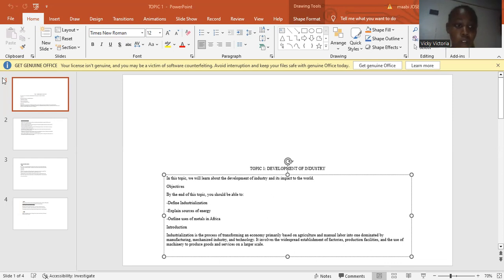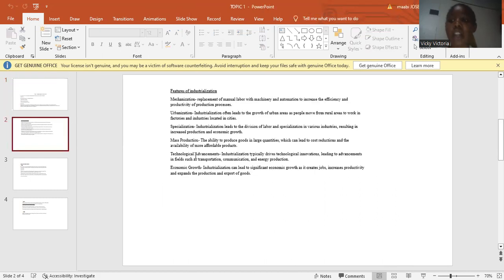Then we now look at the features of industrialization. Now the characteristics. What are the characteristics of industrialization? There was the mechanization. This was the use of machines which replaced the human labor, as it is cheaper when used in large-scale farms. Then there was also urbanization, the movement of people from the rural centers to urban areas. This was more for people who went to seek jobs in towns.